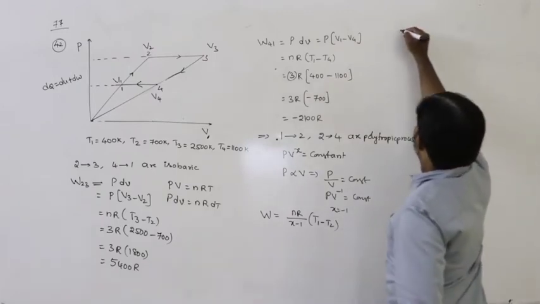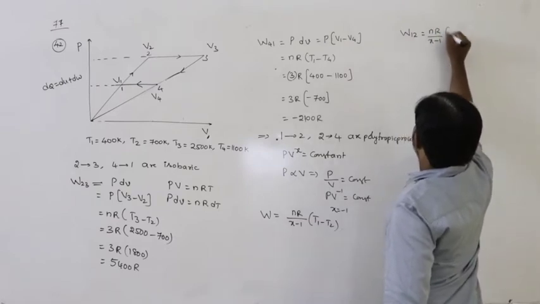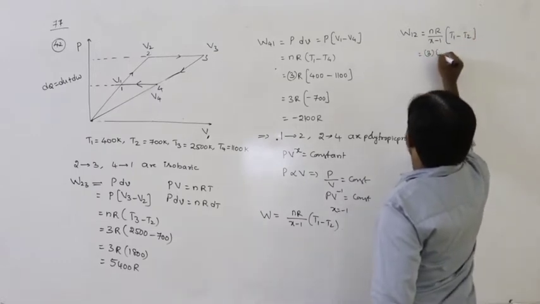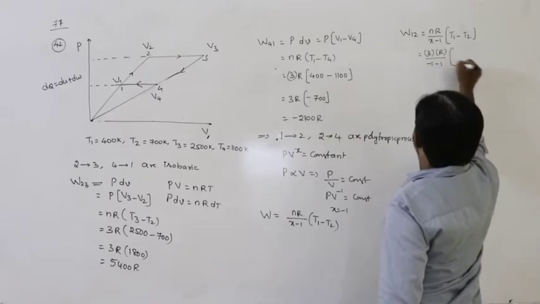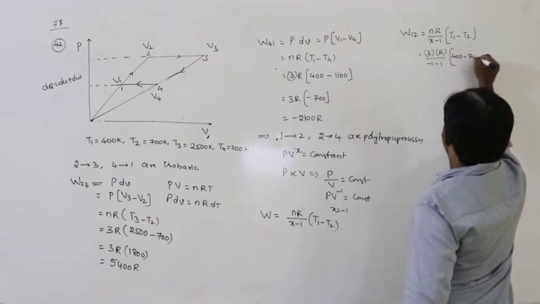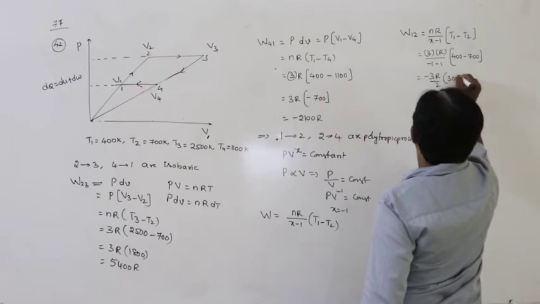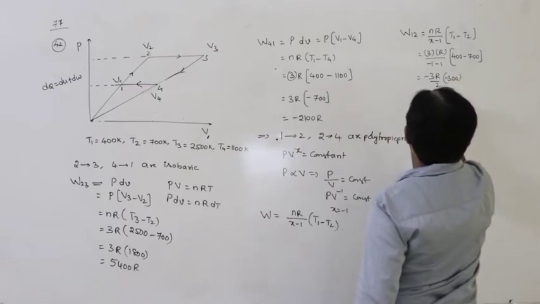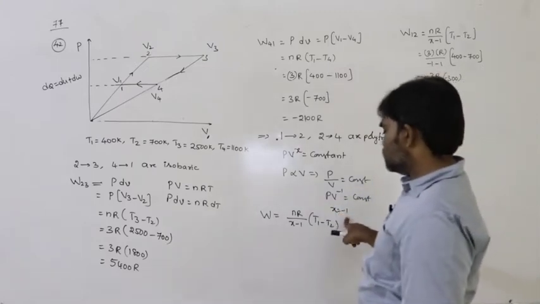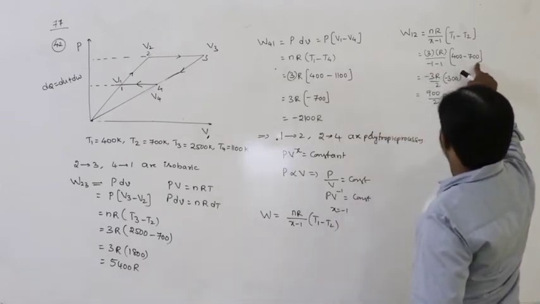Now, first W12 equals nR by (x minus 1) into (T1 minus T2). So, n is the number of moles, 3, R divided by minus 1 minus 1. T1 is how much? 400. T2 is 700. So, 3R by 2 into minus 300, giving minus 900 R by 2, because the x value we got is minus 1. So, T1 is 400, T2 is 700.